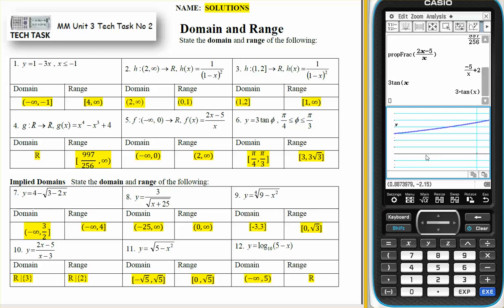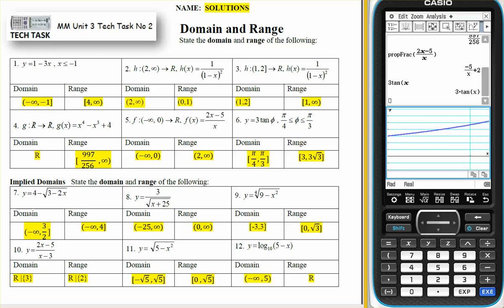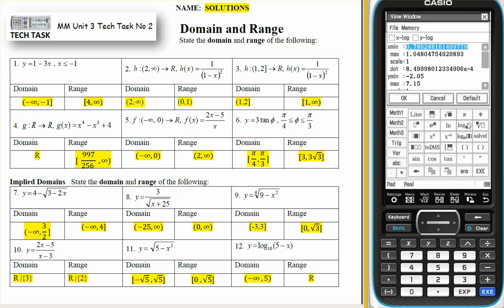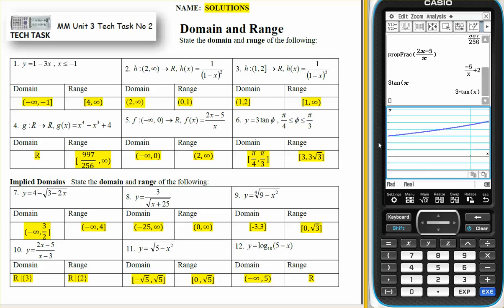Okay, so no, don't move the screen. I need to do that again because I moved the screen. Pi divided by 4, pi divided by 3, and okay, so I'm going from there to there. So if I knew what those values were, Analysis, G-Solve, F Min, and 3 is the lowest value, and there's my lowest value of the range, which is 3. Because they're inclusive, they're square brackets, so it's square brackets on the 3.